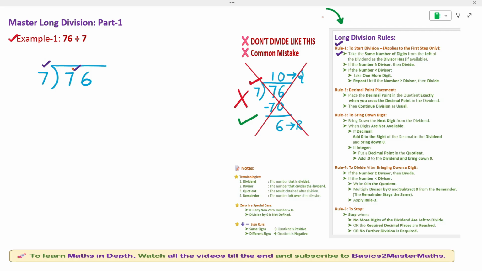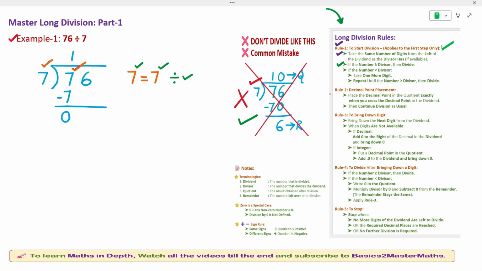Observe the number considered 7 is equal to the divisor 7. If the number is greater than or equal to the divisor, then divide. 7 ones are 7, so you will get 0 as the remainder. Now, rule 1 is completed.